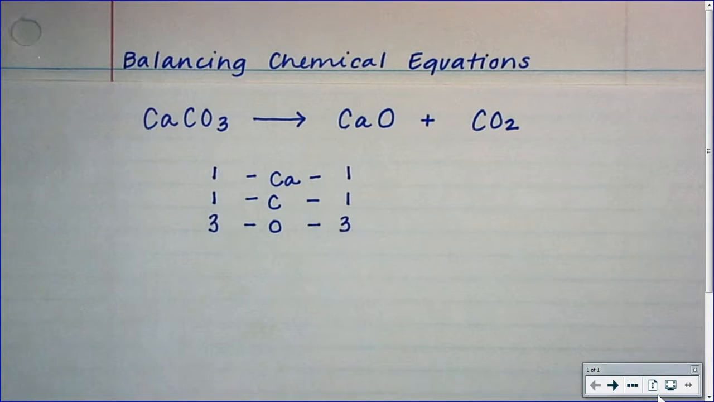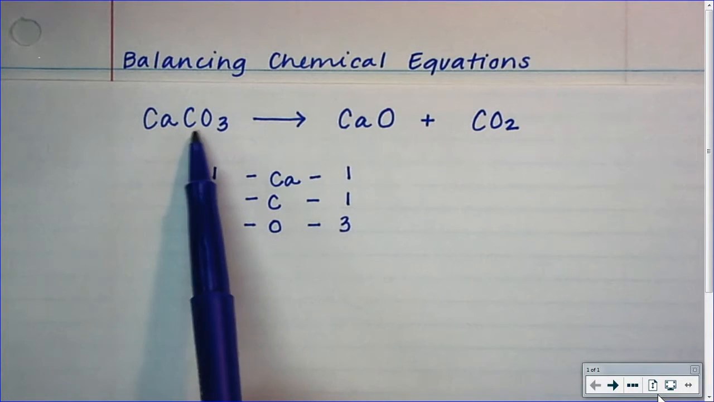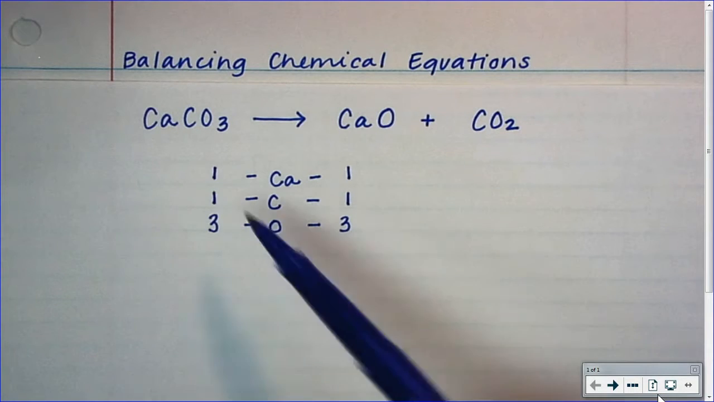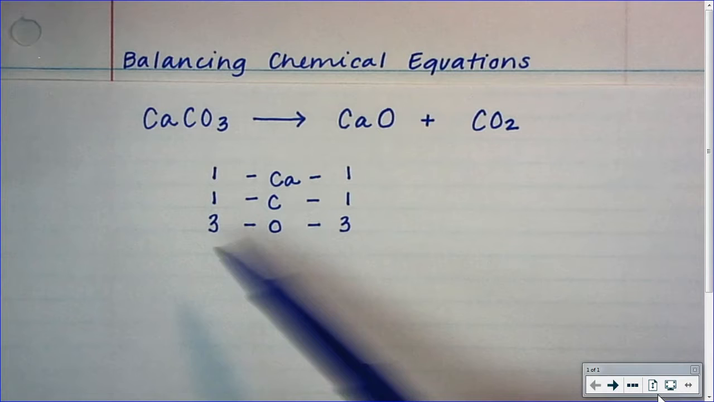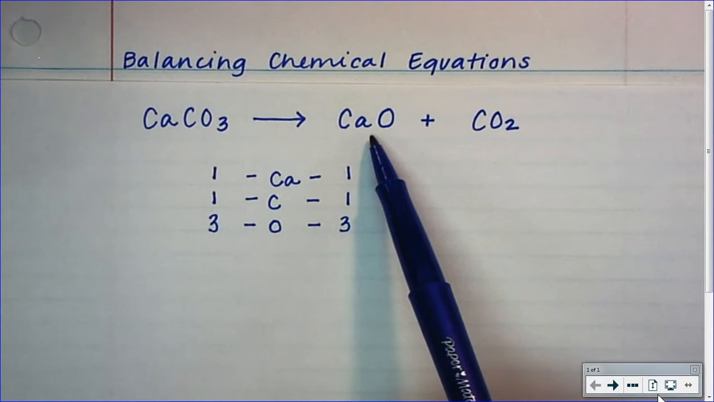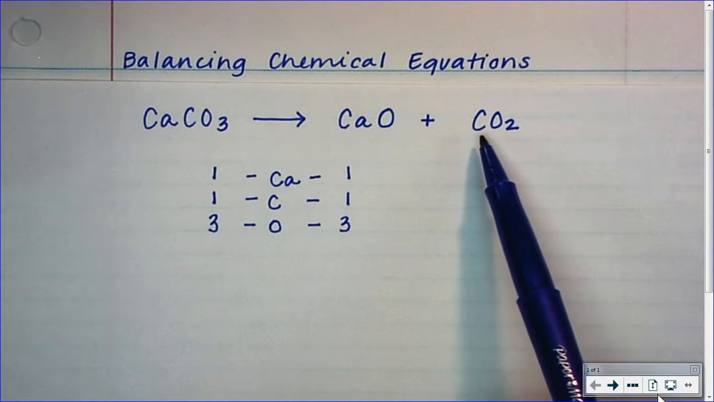Okay, so let's go over these numbers and where they come from. There's no number next to the Ca, so that's a 1. There's no number next to the C, so that's also 1. And then the 3 corresponds to that oxygen. So that's where these numbers come from. On the product side, Ca has no number, so that is a 1. I'm going to skip over the oxygen because we actually have more oxygen from this compound.